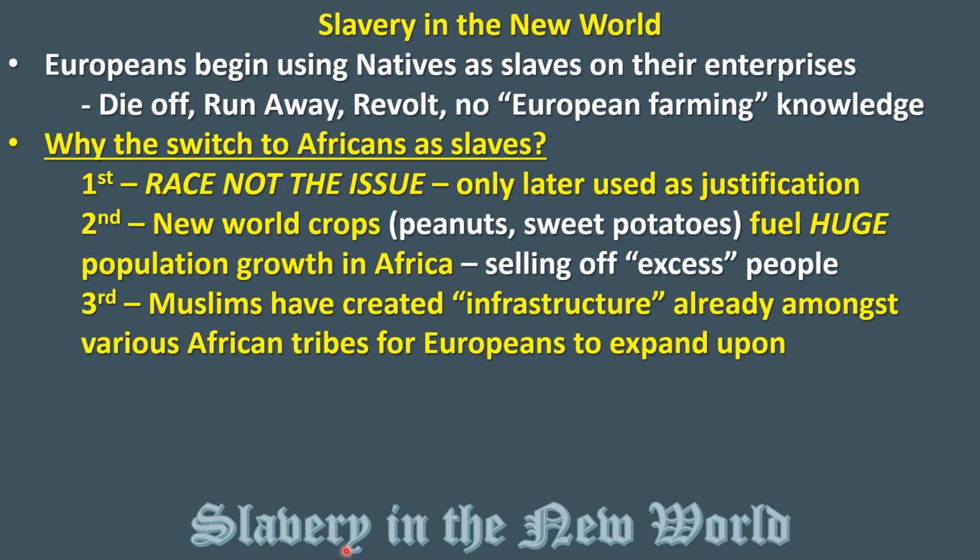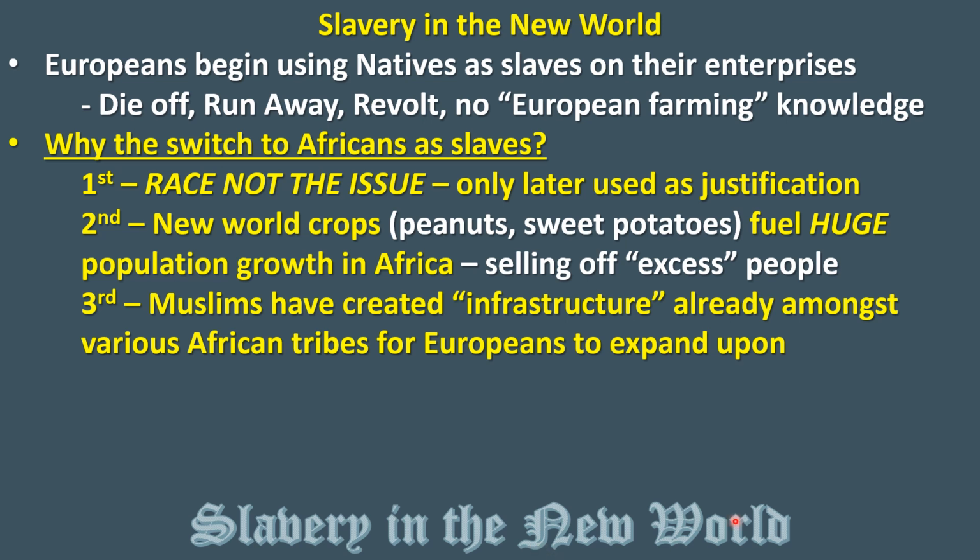The third reason why we have a switch to Africans as slaves is that the Muslims of Africa and of Arabia have already created an infrastructure amongst various African tribes for slavery that's already existing. So Africans are already enslaving other Africans and selling them eastward to the Arabian, Indian, Red Sea slave network of Arabia. And so, with this infrastructure already in place, the Europeans are just showing up and kind of piggybacking on what's already there. The African tribes who are enslaving other African tribes are willing to sell people to the highest bidder. So they don't have any qualms about selling Africans to the Europeans in the West. They're already doing it, selling Africans to the slave networks of East Africa and the Arabian Sea.